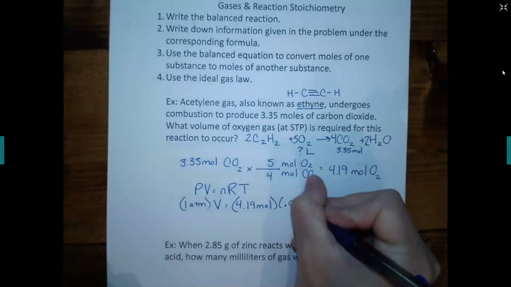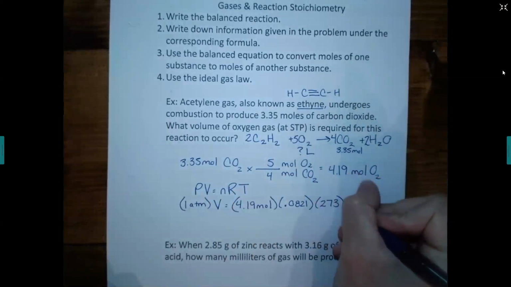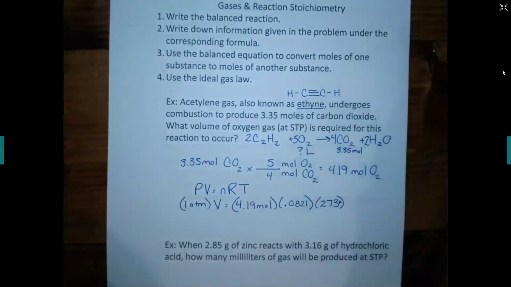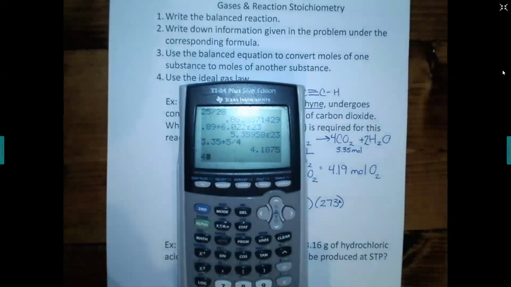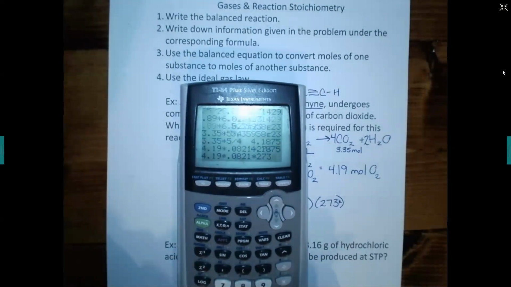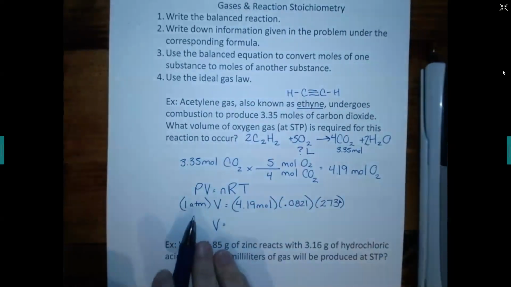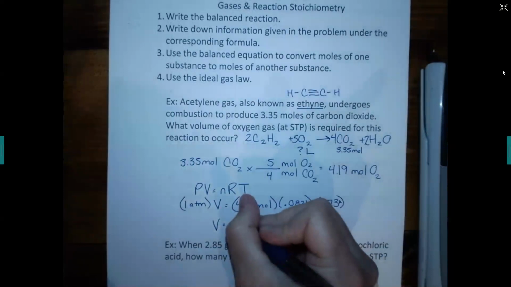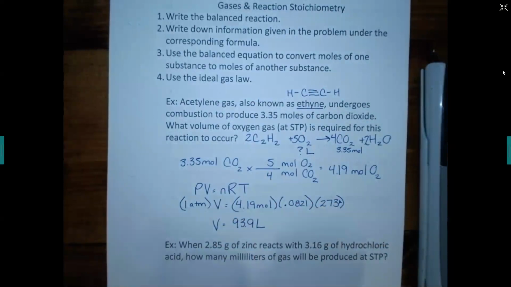R is 0.0821. And then standard temperature is 273 Kelvin. So I'm going to multiply those together. Sorry, you can't see that. 4.19 times 0.0821 times 273. And I get 93.9. You could divide it by 1, but you're still going to get 93.9 liters of oxygen. And we're done.